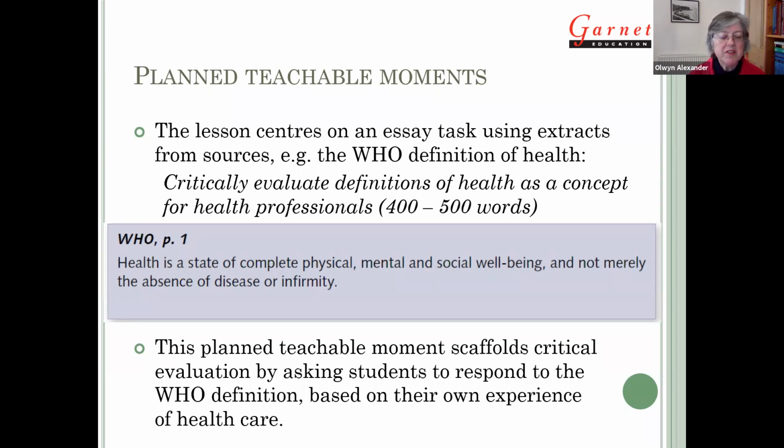You'd get a brainstorm of health, for example, which didn't really go anywhere and didn't help the lesson to get going. So the scaffolding was this: to put up the WHO definition and to ask the students to critically evaluate it based on their own experience of healthcare. Is this definition possible? Is it appropriate for healthcare professionals?